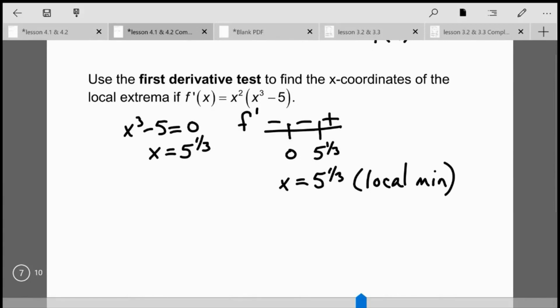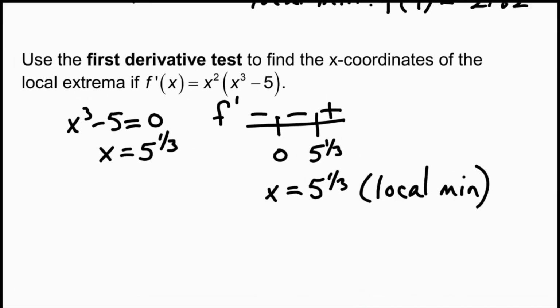Okay, and here's what you should have ended up with. And I didn't find the y value this time just because it's a little messy and we didn't have the original function, so we haven't really talked about antiderivatives yet. But I knew there was a double root at 0, and I also knew that at x equal to essentially the cube root of 5, I had another critical point. So I've got two critical points.